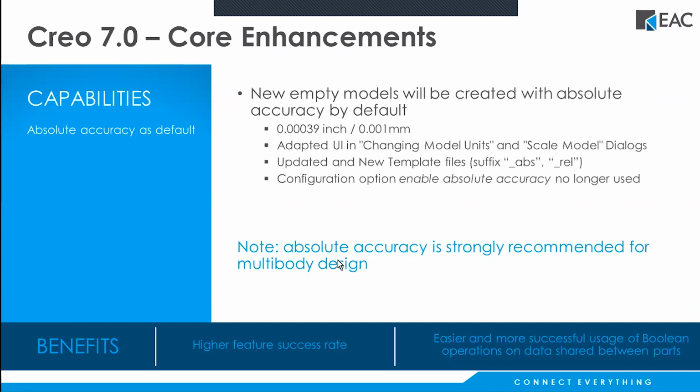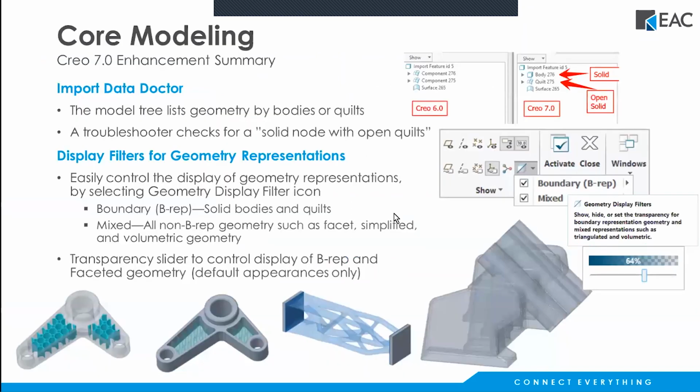And there's also something new in 7 called multibody design, and it's recommended for doing multibody design because then you can start doing some Boolean subtractions and intersections and splitting and things like that, which require a little bit more accuracy than the relative accuracy we're used to using.